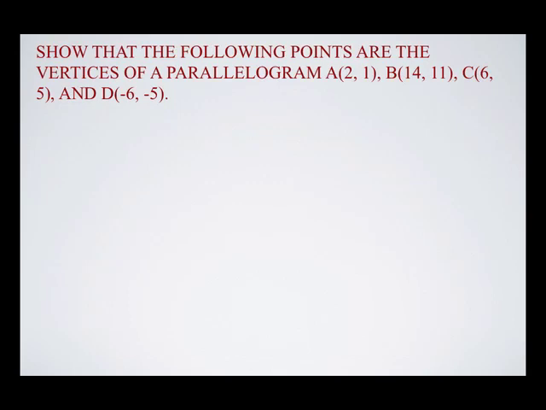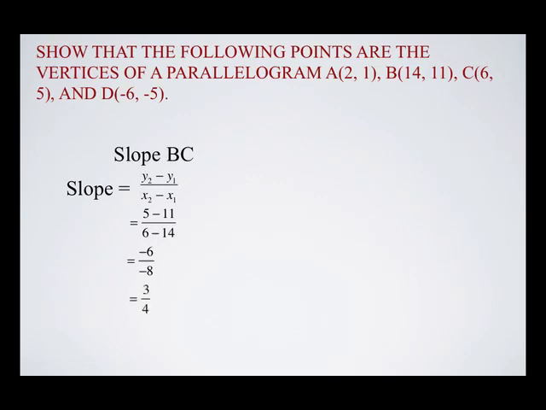We're then going to consider the next set of opposing sides, BC and AD. The slope of BC is given by y2 minus y1 over x2 minus x1. When we substitute from the point, we have 5 minus 11 divided by 6 minus 14, which reduces to negative 6 over a negative 8, which we then reduce again to 3 over 4.